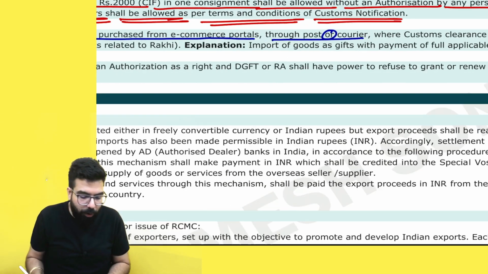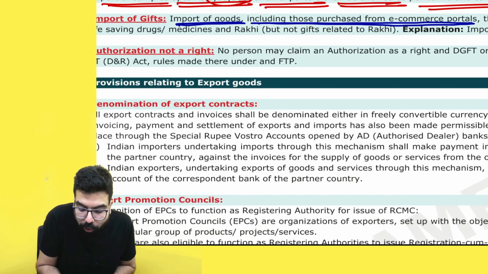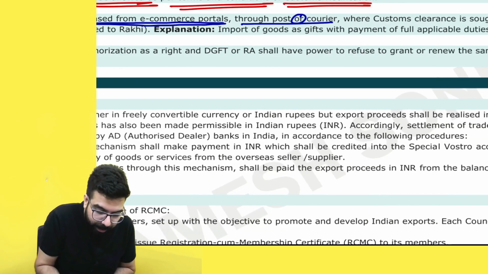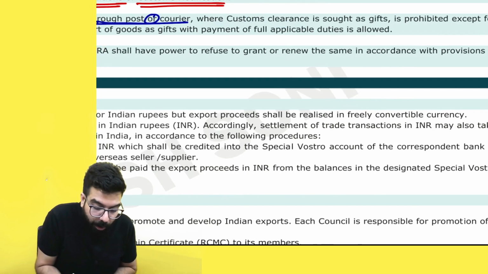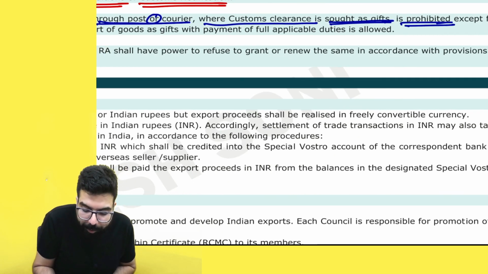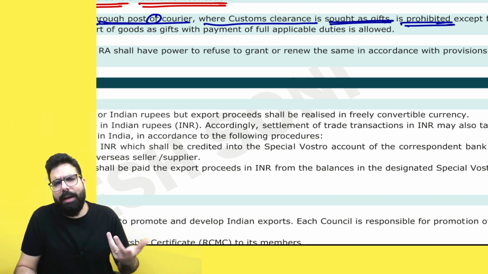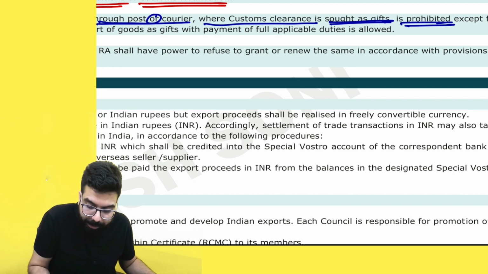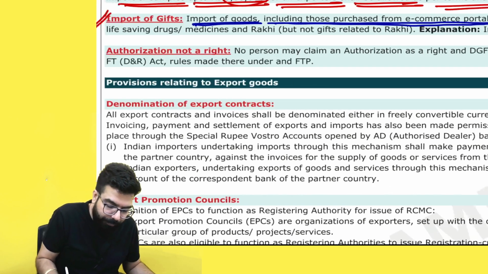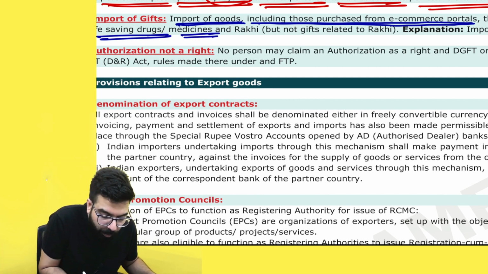So they have gone ahead and told over here that import of goods, including those purchased through e-commerce portal from outside India, through post or courier, where your custom clearance is sought as gift, is prohibited. It is prohibited. They are telling you can't go ahead and say it is gift and clear without payment of any duty. No, they are telling except for life-saving drug. Life-saving drugs you can go ahead and clear, saying sir it is gift, and sir medicines, whichever is life-saving.